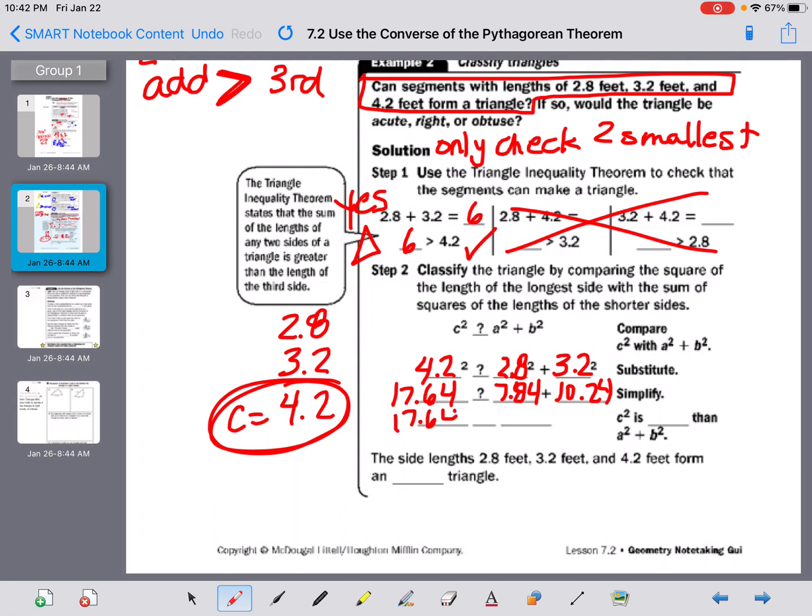17.64 is all by itself. I need to check the other two. 7.84 plus 10.24 is 18.08. Definitely not equal. Okay. So which side's bigger? The 18.08. This is what I need to remember. c squared's over here, and c squared is smaller. If c squared is smaller, then it means I have an acute triangle. Okay? c squared is smaller, it's acute. All right, let's try the next one.